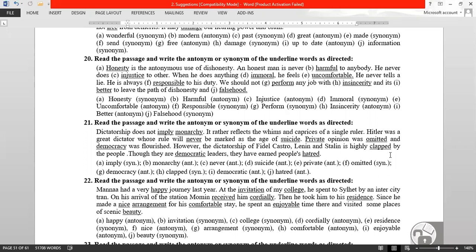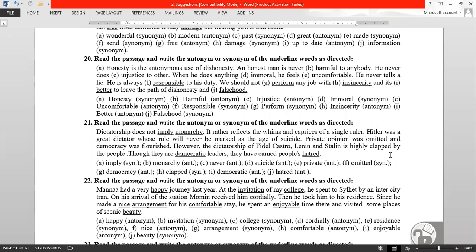Yes, sir. Then falsehood. Not false. False is an adjective, but falsehood is its noun form. You know, childhood, brotherhood, falsehood, motherhood, boyhood. You are familiar with these words. Similar is the case with the word falsehood. Okay, it's a noun.